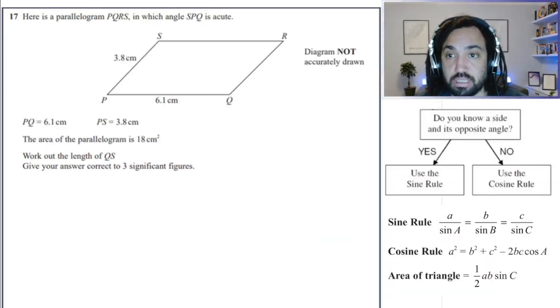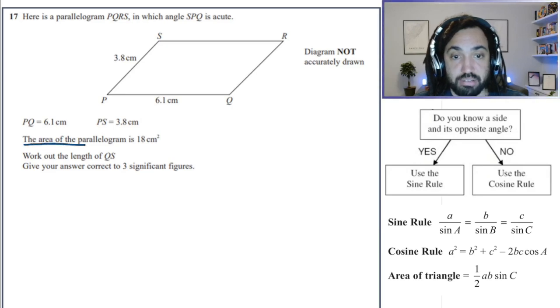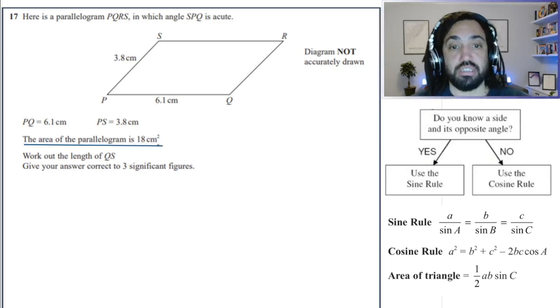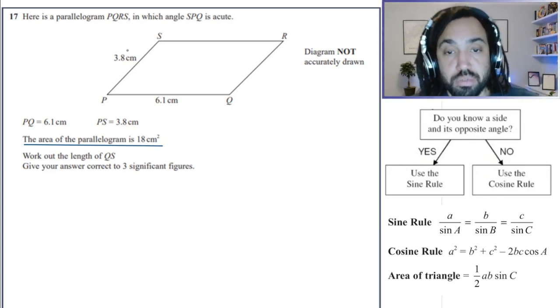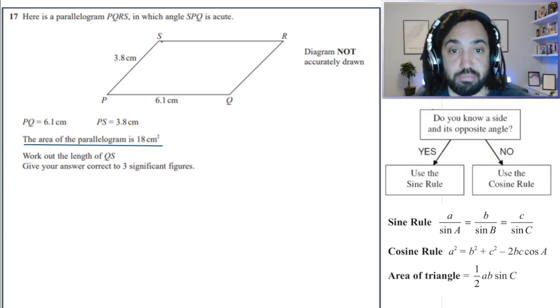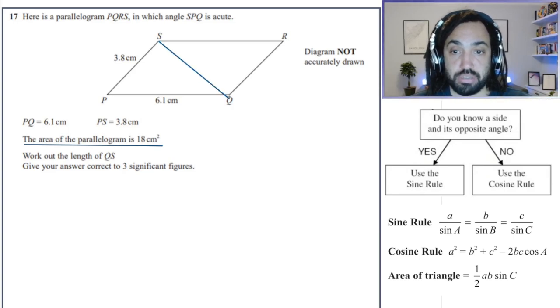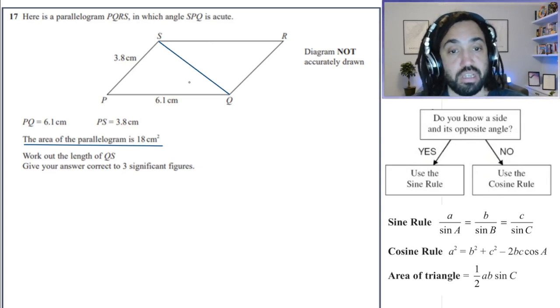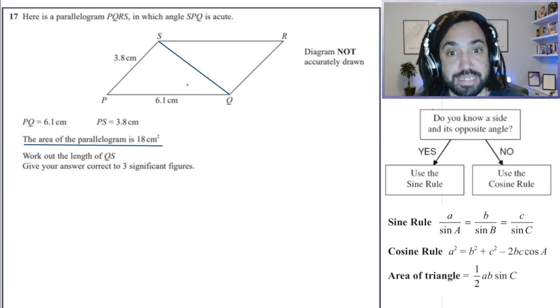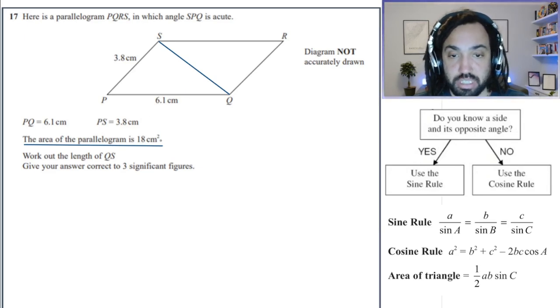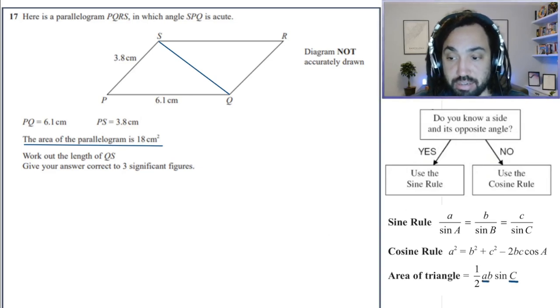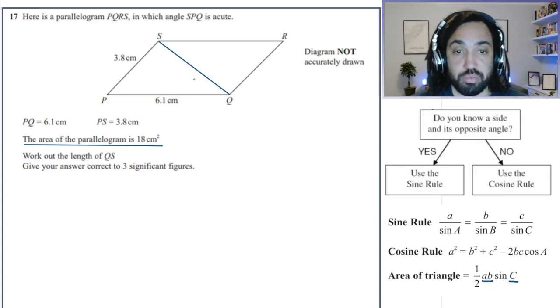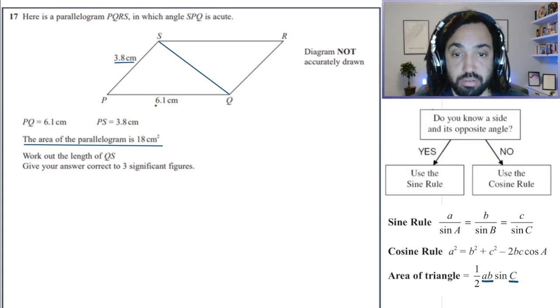Okay, next question, and it says that the area of the parallelogram is 18 centimeters. So what we're going to do is split this area up by drawing a line down like this to split it into two equal areas because of the symmetry. And then to use the area formula, we need an angle, don't we? And the angle is in between the two sides that we know.